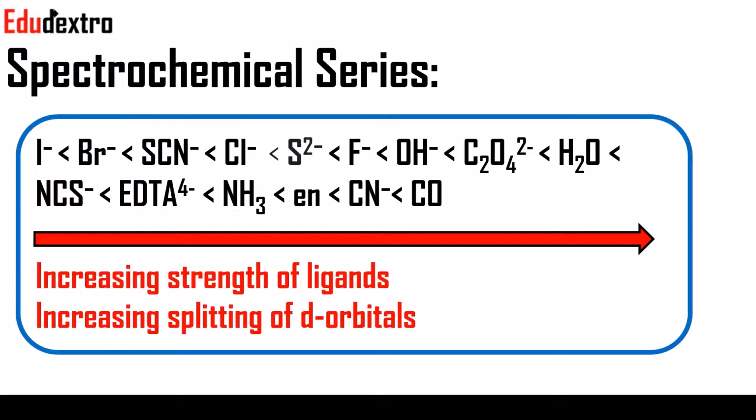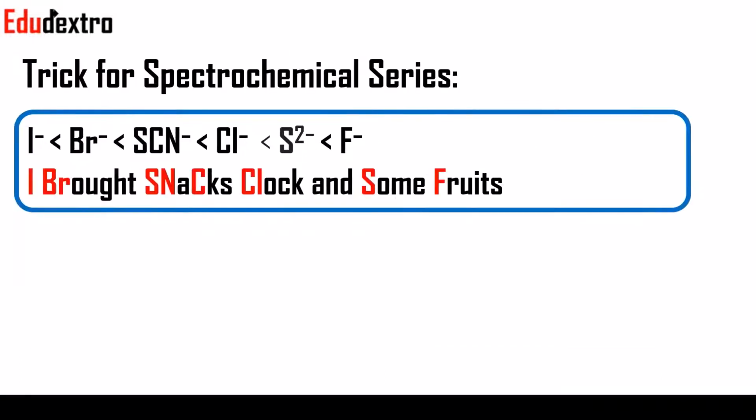The series moves from the iodide ion followed by the bromide ion towards the cyanide ion and the carbon monoxide ligand. In our trick, we will be dividing the entire series into three parts, and we will be making three different mnemonics for the sake of convenience. So in the first part of the series, we are moving from the iodide ion towards the fluoride ion.